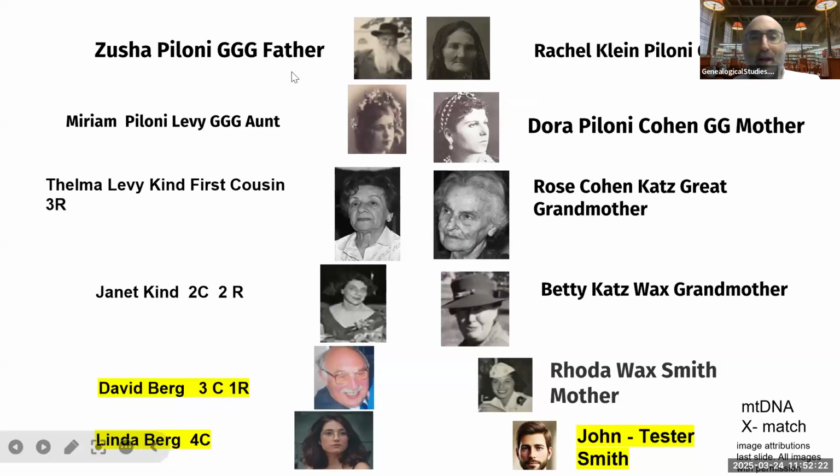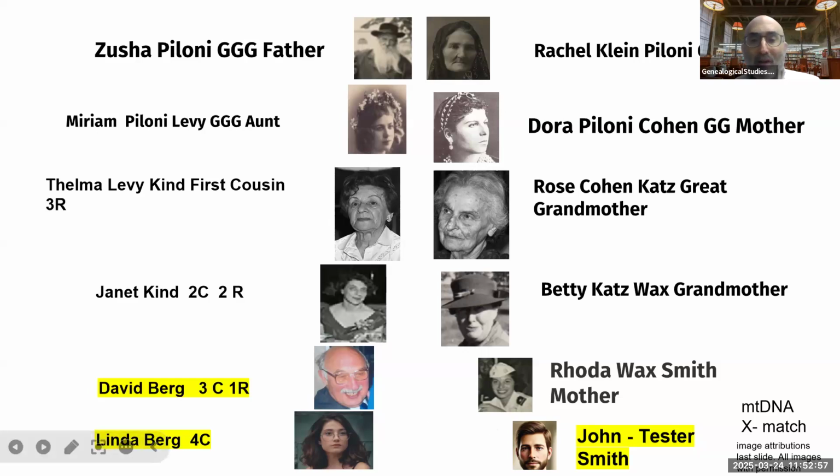Okay, so what I decided to do was I made a physical representation of the genealogical tree of the match that I'm going to be mapping. Now, these names are pseudonyms, and the pictures are not related to anybody with the DNA. But I wanted to show you. So the tester I've given the name John Smith. And we're mapping his segments with his third cousin once removed, David Berg and Linda Berg.